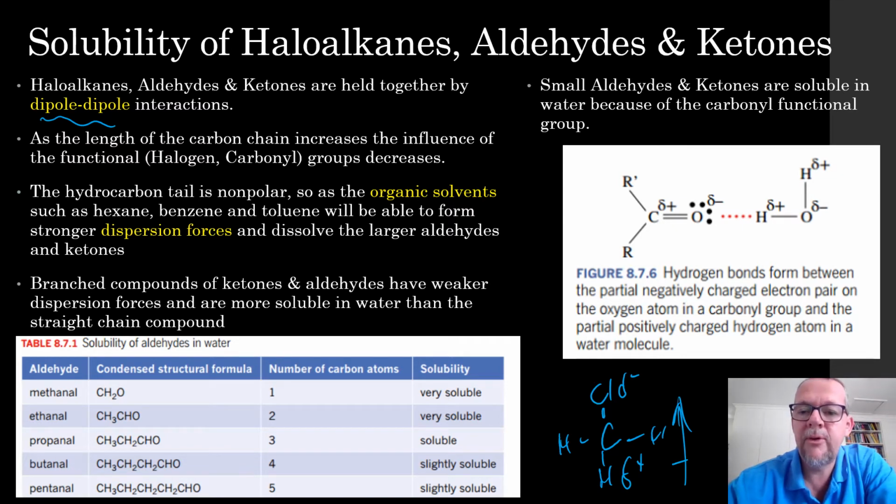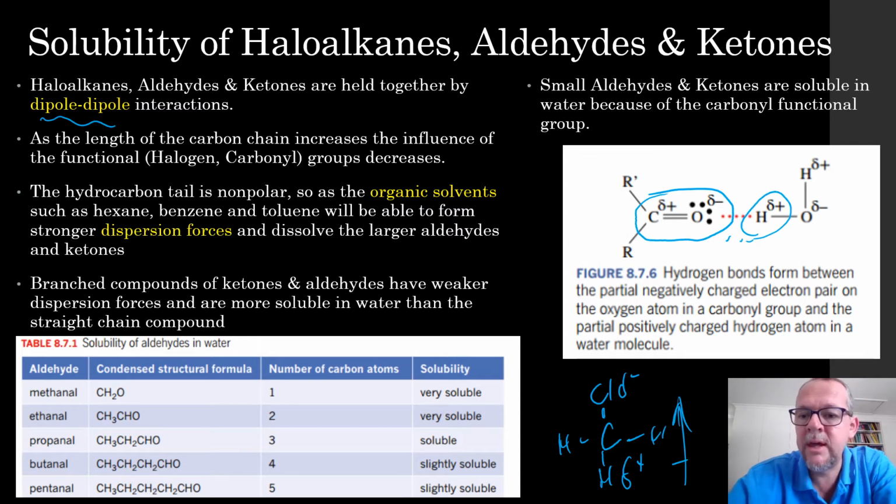You can see here we've got a small aldehyde, and so it looks like a methanol or something, but we've got a little carbonyl group there, and it's forming a hydrogen bond with the water molecule there. So small aldehydes and ketones are soluble in water, but you can see methanol and ethanol are quite soluble. Propanol is soluble, but solubility certainly decreases when we get to 4 and 5 carbons in the carbon backbone.